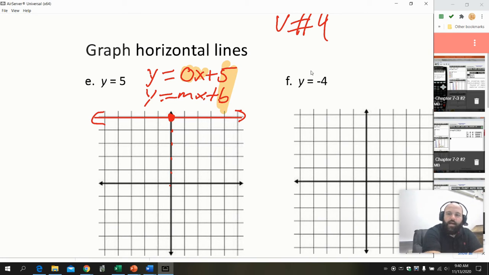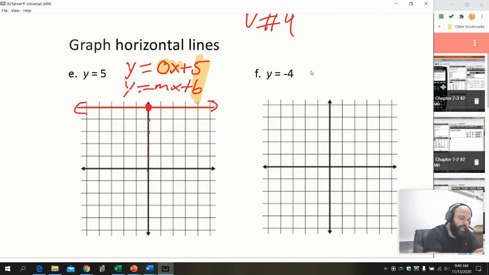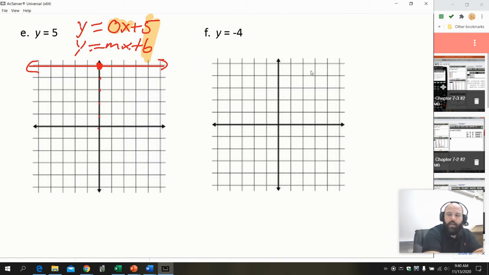Very easy. Similarly, if we have y equals -4, the slope of this line is also 0 because there would have been a 0x and the 0 would have canceled the x altogether. So you can just count from the origin down 4: 1, 2, 3, 4. You can put a dot right there. Draw yourself a horizontal line, and you've got your graph of y equals -4.